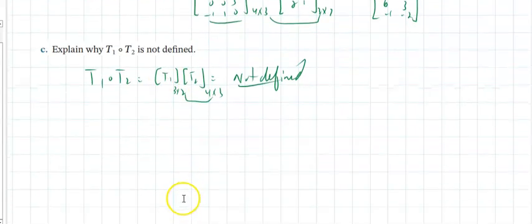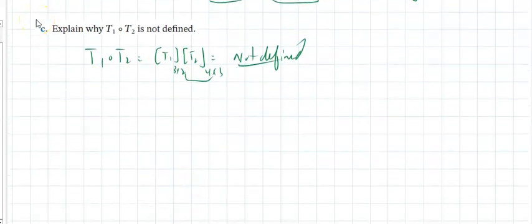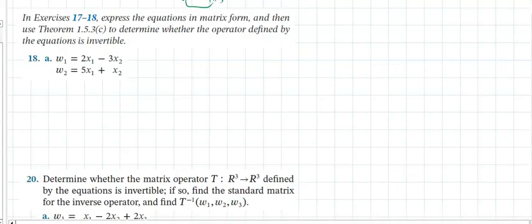Definition, the dimensions don't match. Let me shift it. Problem 18, they say express the equation in matrix form, then use the theorem. Again, we're not going to use such terms on exams. We're going to say determine whether the operation is invertible.